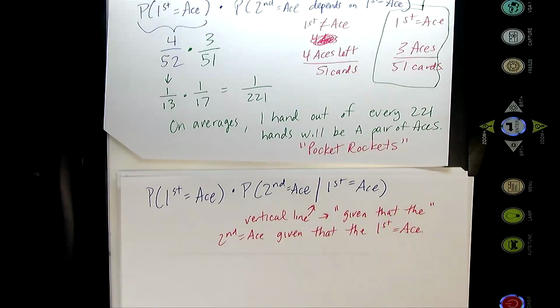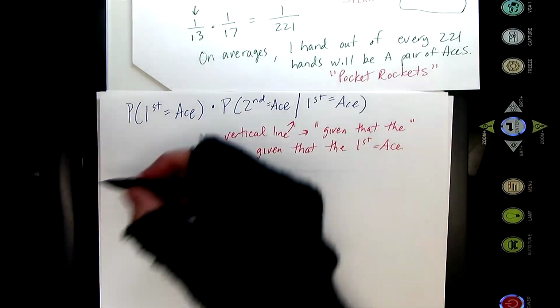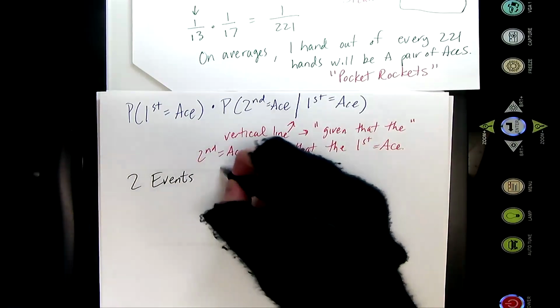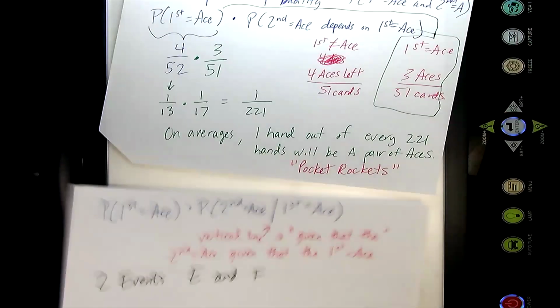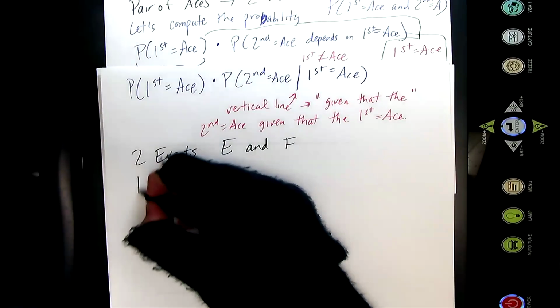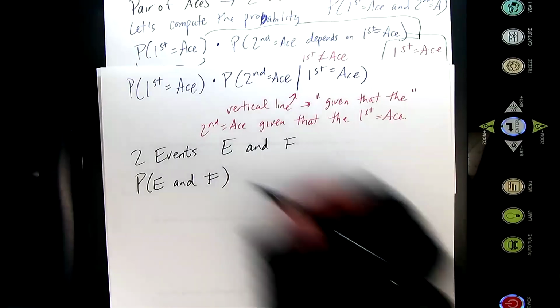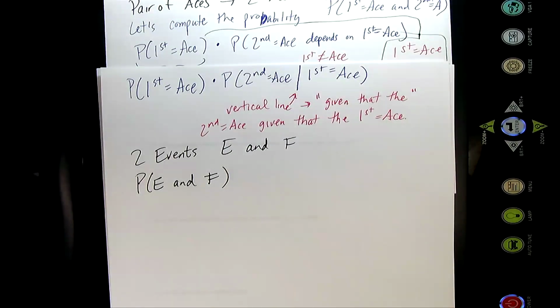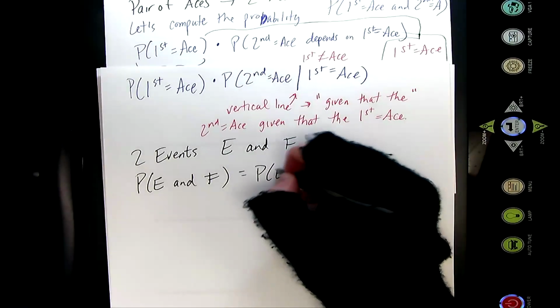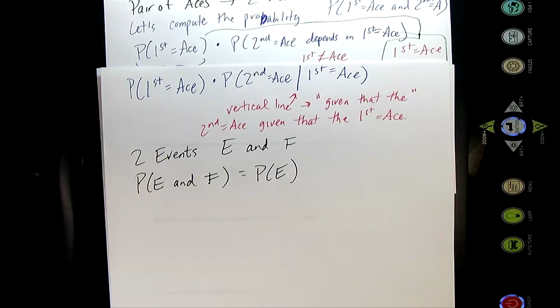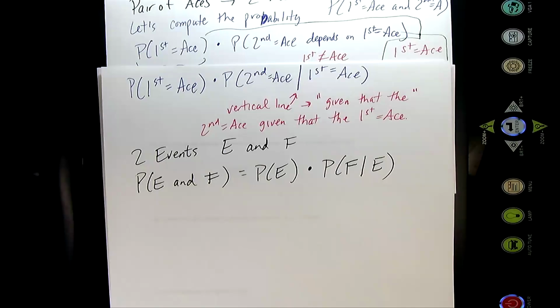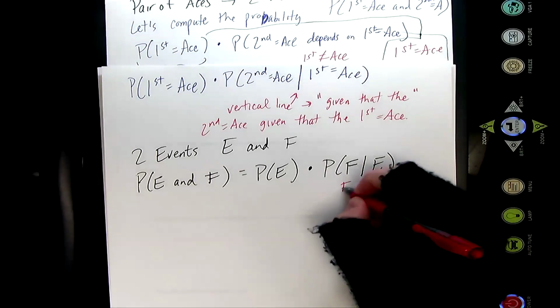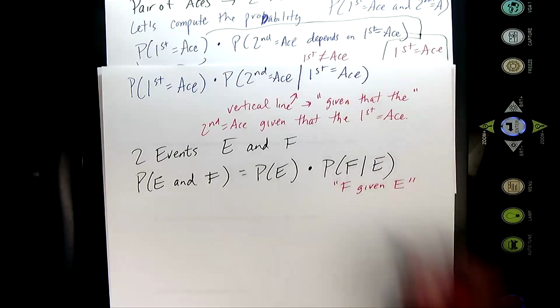If I use two letters rather than aces, because that's very particular to poker, we have two events, E and F. We started off with the probability of the first equaling an ace and the second equaling an ace, right? This is the probability of E and F. That equals the probability that the first card is an ace, or the probability of E, times the probability of F with the vertical line E. And generally, we just shorten this to F given E. The probability of F given E.